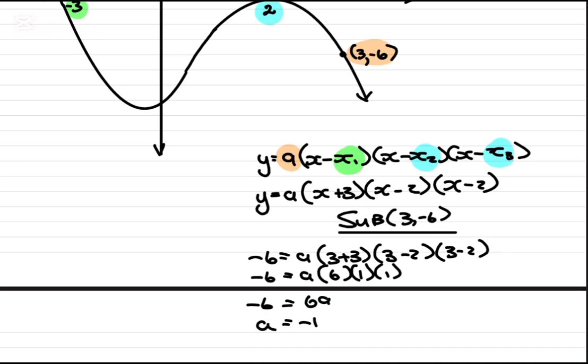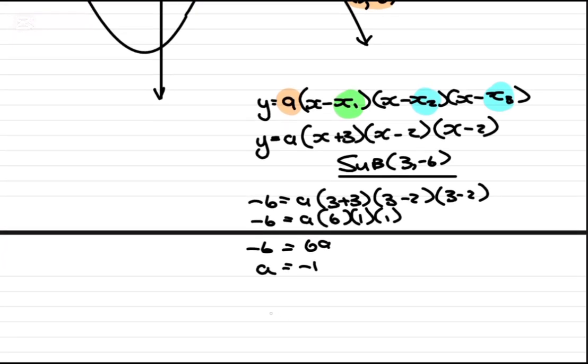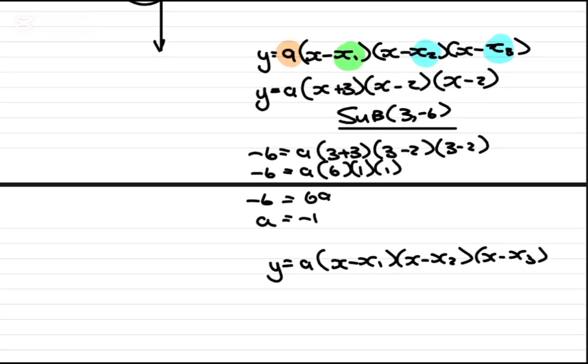Now we need to find the function. So let's just rewrite everything. Unfortunately there's no shortcut on this. Let's just write the whole formula down. This is what we've used. Now remember that I know what a's value is, negative 1. I know what the one x-intercept is, so it's 3. I know what the other x-intercept is, my minus 2, and then the other one is minus 2 as well.